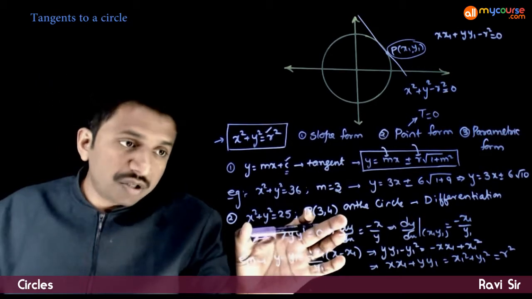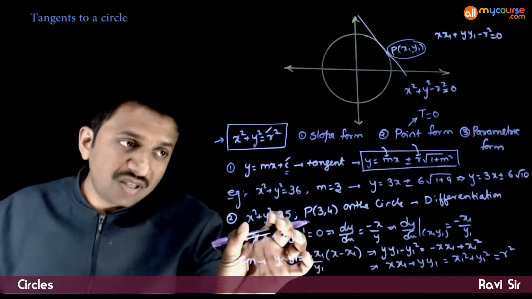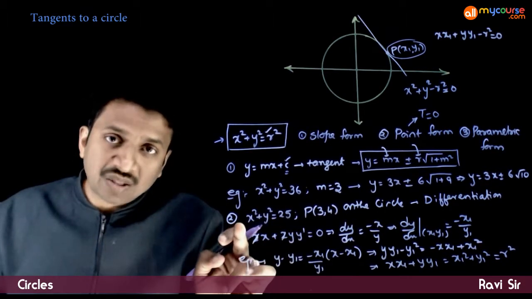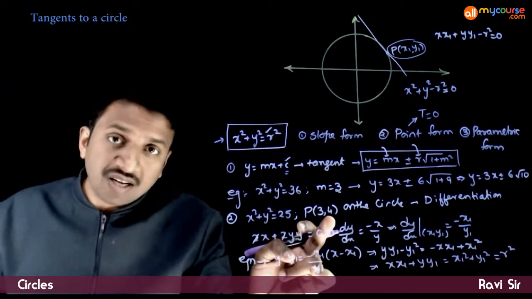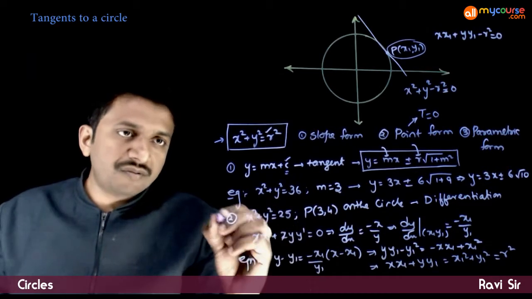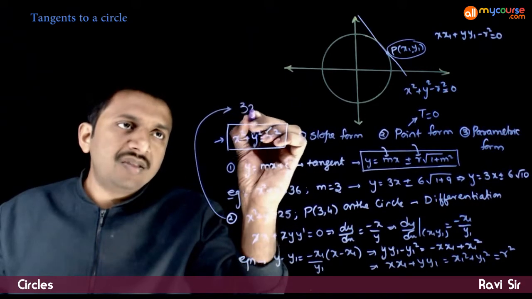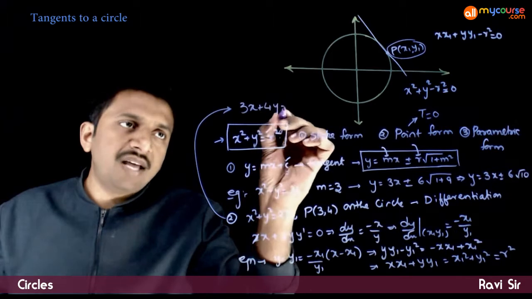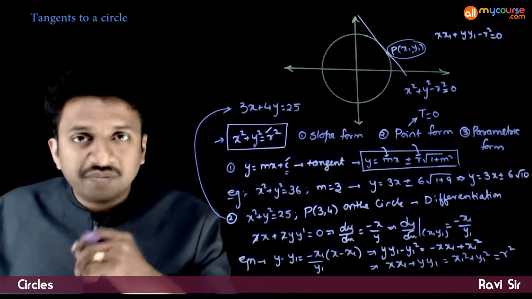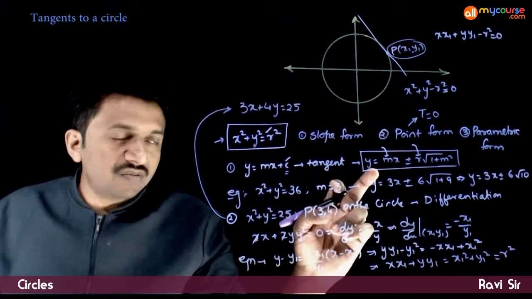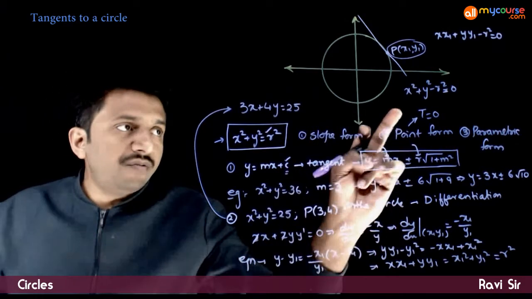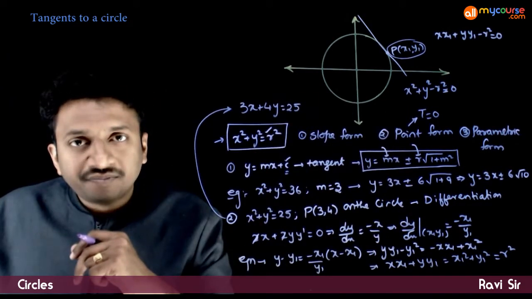So what is the equation of the tangent to this curve at this point? Just x square is replaced by x x1, that is 3x. y square is replaced by y y1, that is 4y. So the equation of the tangent will be 3x plus 4y is equal to 25. As simple as that. The slope form is y is equal to mx plus or minus r root of 1 plus m square. The point form is T is equal to 0.